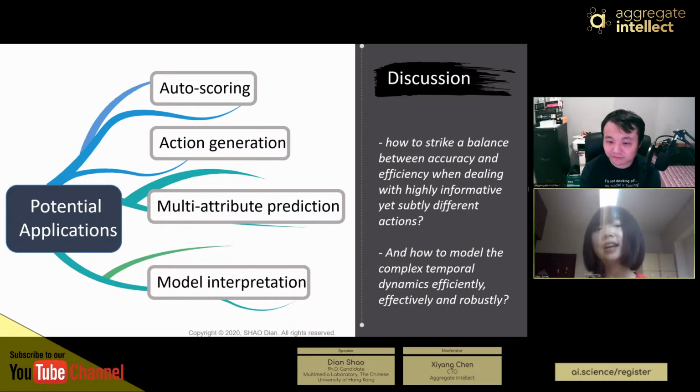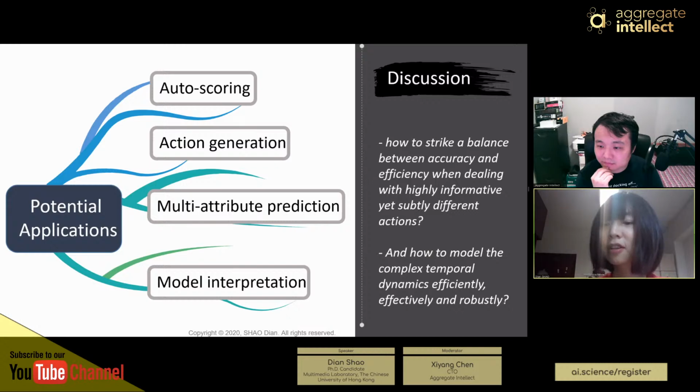Second, action generation, because the background context of the actions in FineGym is consistent, and this could help models focus more on the actions. It might also be exciting to see models generate unseen, unperformed actions that are never performed by those athletes. And also multi-attribute prediction, because the answer from each question node in the decision tree could be regarded as an attribute, so it might be used for multi-attribute prediction.